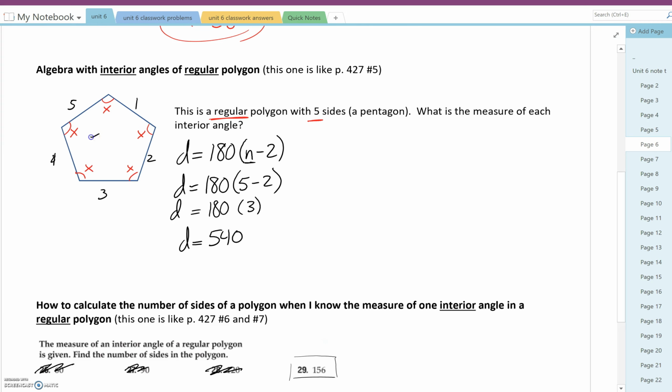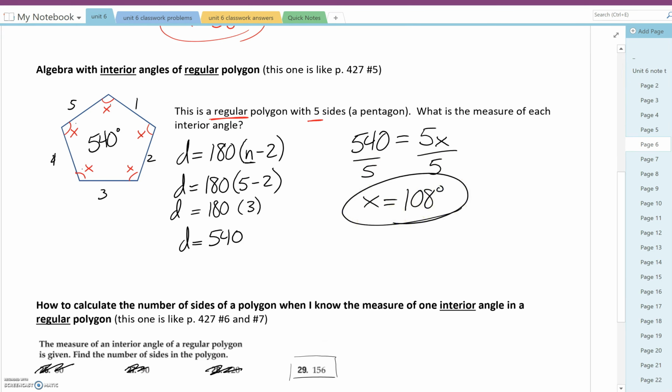So what I know now is that all of the angles inside of that pentagon added together would give me 540. So 540 equals all 5 of my x's added together. In other words, 5x. So now to solve for x, I'm just going to divide, not by x, divide by 5. And x is going to come out to be 108 degrees. So each one of the angles inside of a pentagon is 108 degrees.